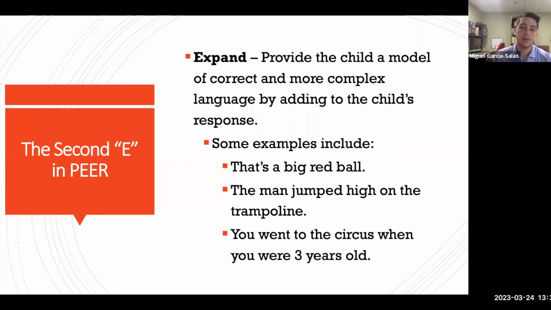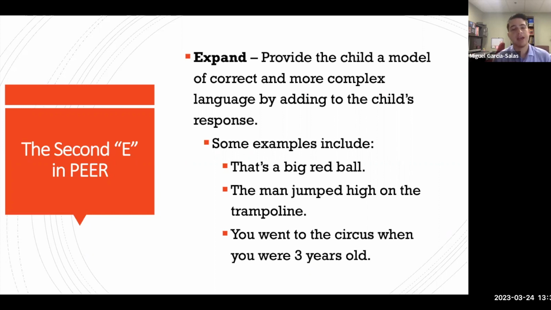Next, we're going to expand. So we're going to provide the child with a model of correct and more complex language by adding to the child's response. So if we ask the child, what is that? And they say, ball, we say, that's great. And then we'll expand on it, saying, yeah, that's a big red ball. Just getting the child exposed to longer sentences, more complicated language. Or if you ask a child, what's going on in this picture? And they say, oh, jump. You say, oh yeah, the man jumped high on the trampoline. All right, that's one way we would expand on that and get the child exposed to more language.